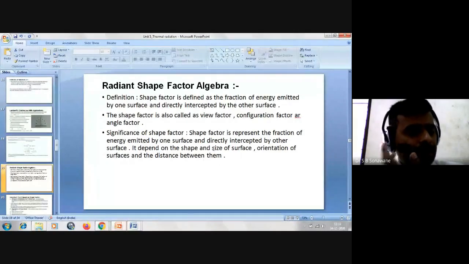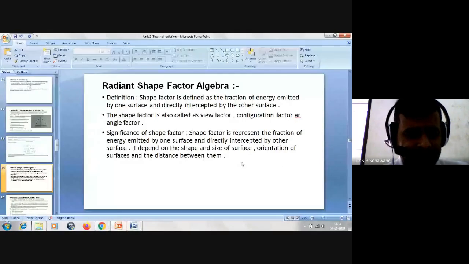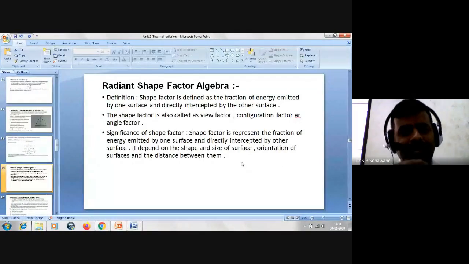So the importance of the shape factor from the radiation point of view is that, as you know, radiation is a surface phenomenon. Okay, and there are n number of surfaces available surrounding us. Okay, and there is an exchange of energy, radiant energy, taking place continuously. Okay, so whenever we are interested to determine the radiant energy exchange between two surfaces.